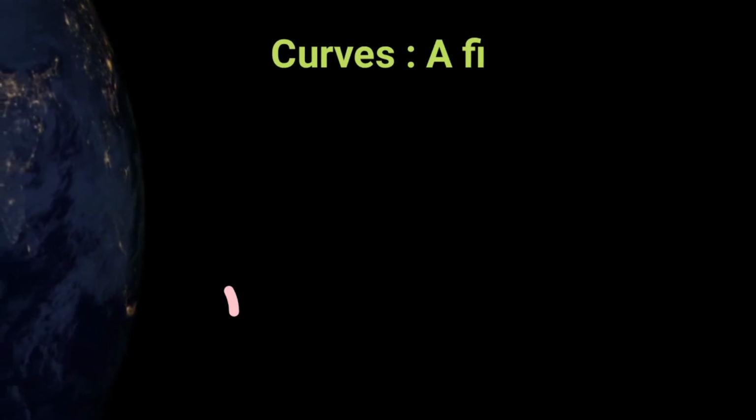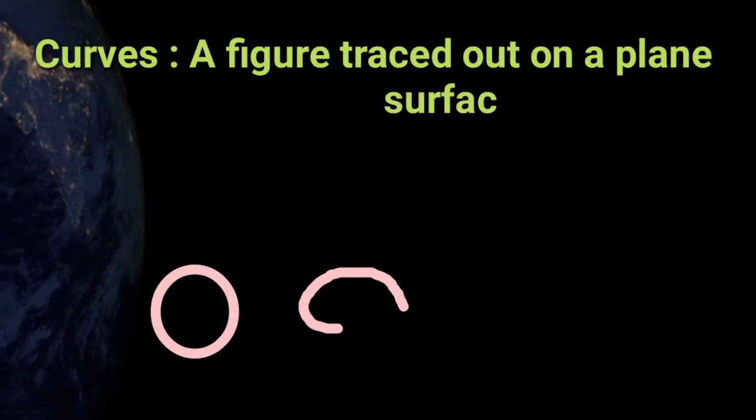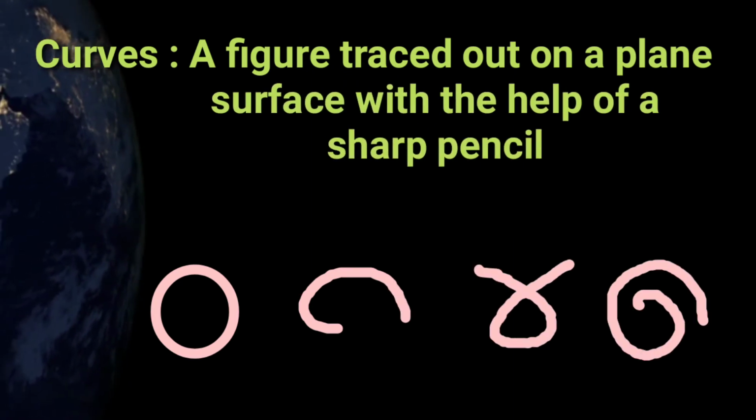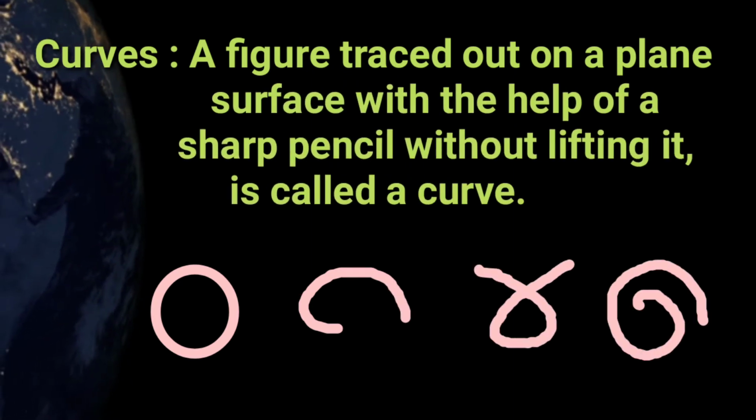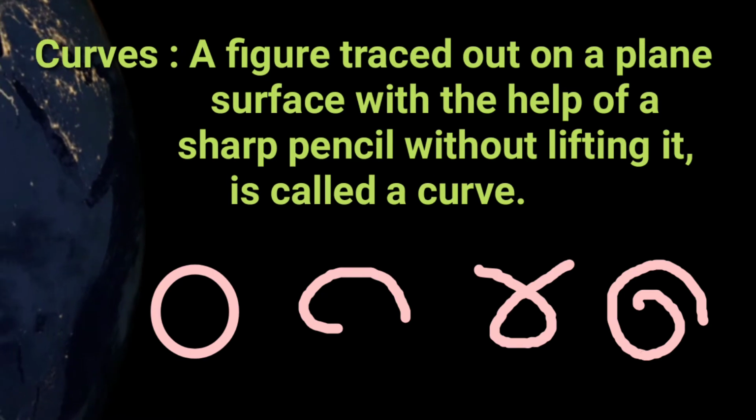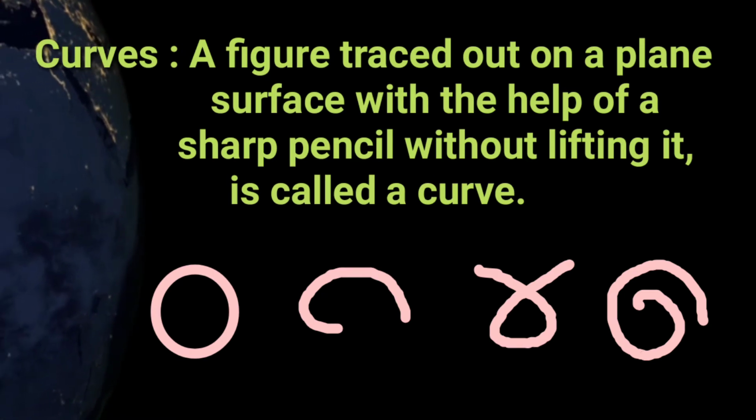Starting with the definition of simple open curves and simple closed curves, we shall discuss polygons. Curve: a figure traced out on a plane surface with the help of a sharp pencil without lifting it is called a curve.